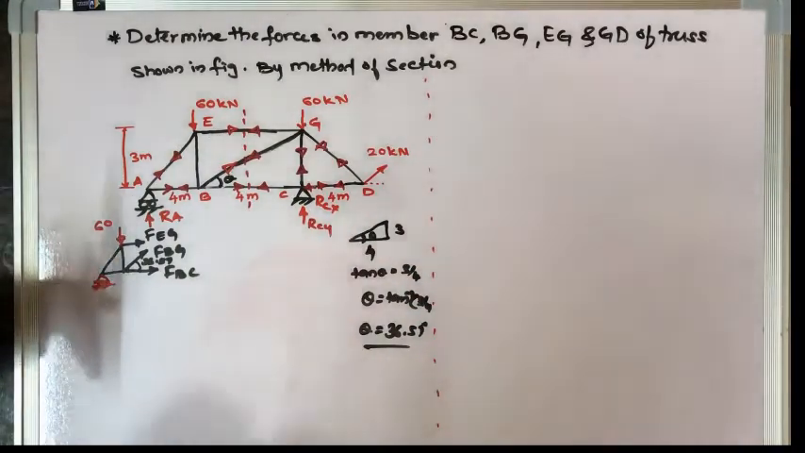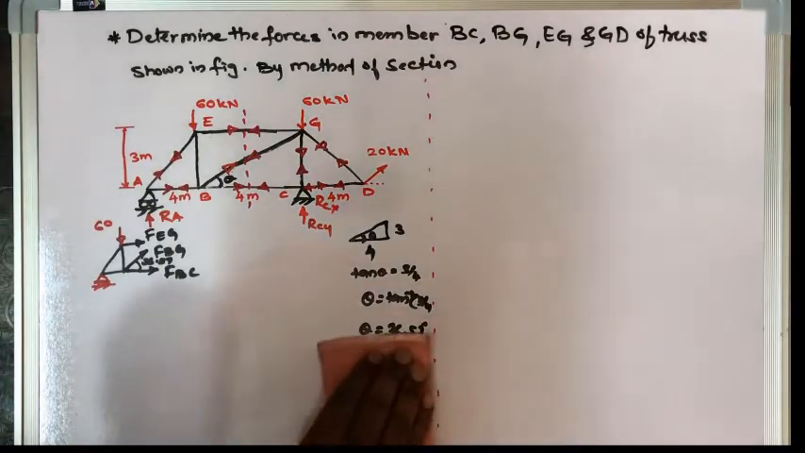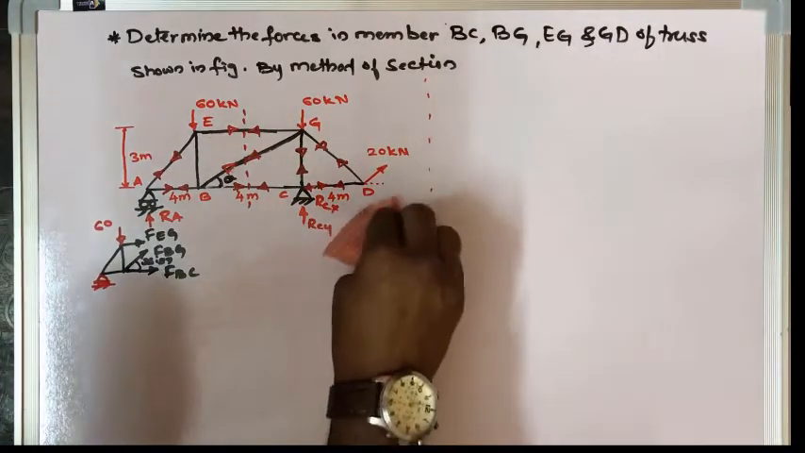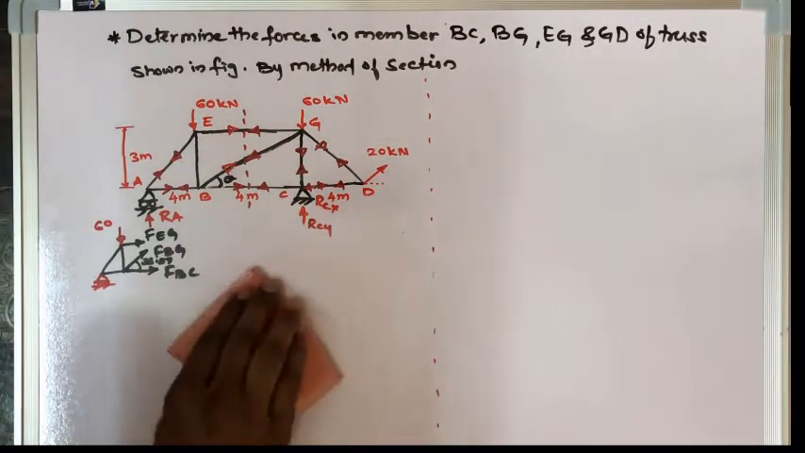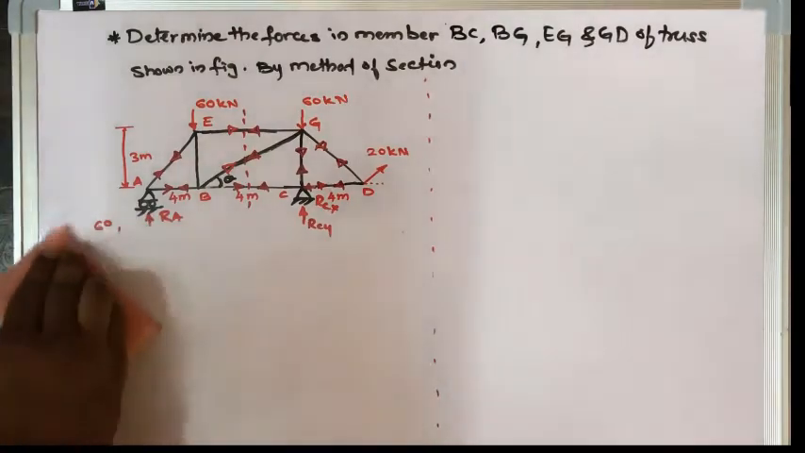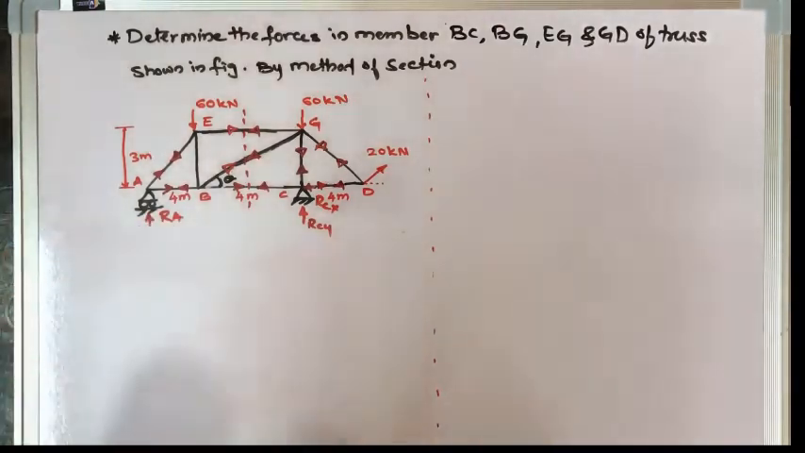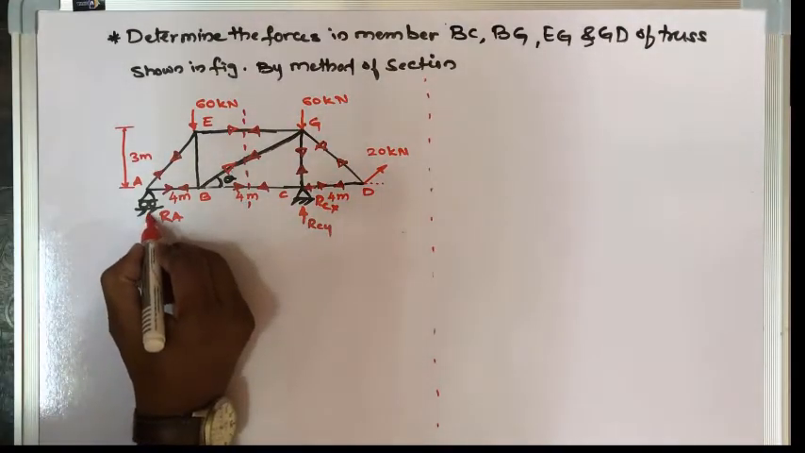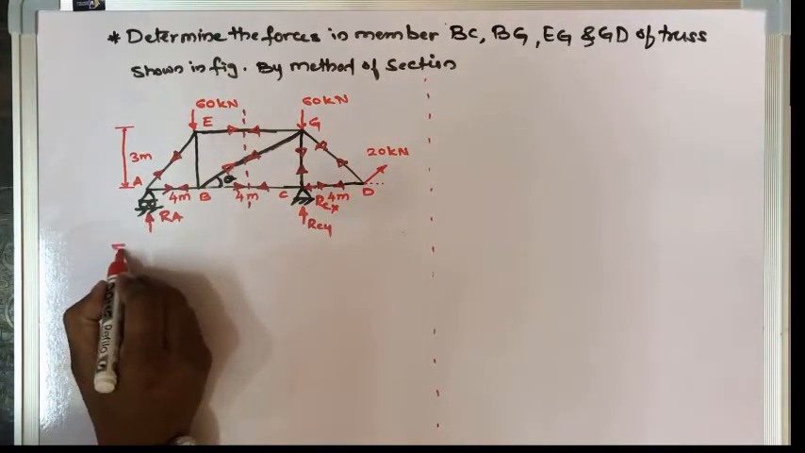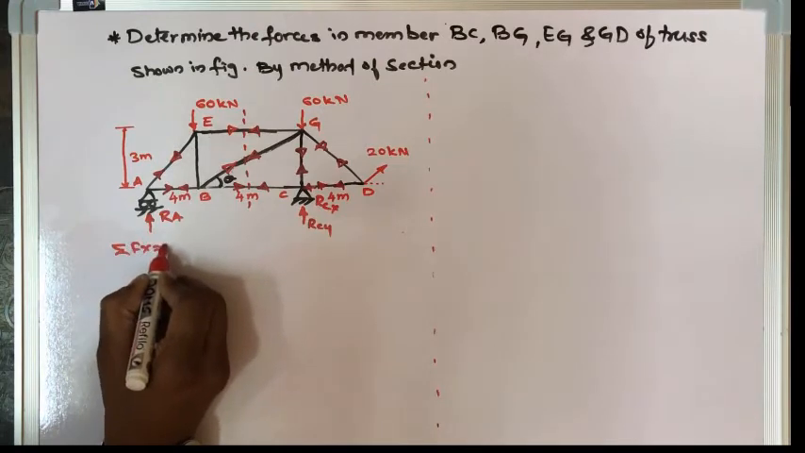So for now, I'll remove this part and this free body diagram also. First we'll calculate the reaction, then we'll draw one more time the free body diagram. Okay. So for the calculation of the reaction, first I'll go with the summation of Fx equal to 0.